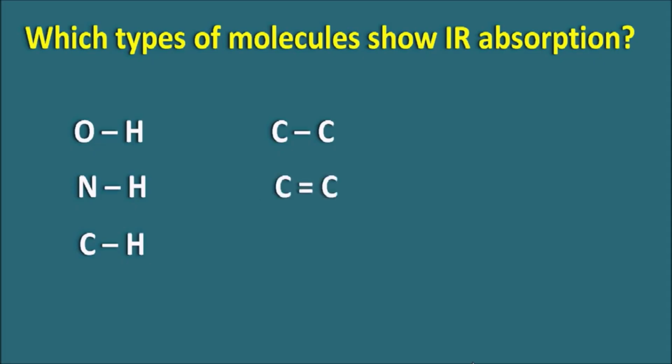Similarly, the carbon-carbon double bond can show IR absorption, as well as the triple bond. And carbon-oxygen, which is the carbonyl group, is one of the important groups that gives a strong peak in IR spectroscopy. Similarly, carbon-chlorine. In this way, many types of chemical bonds which exhibit dipole moments can show IR signals.